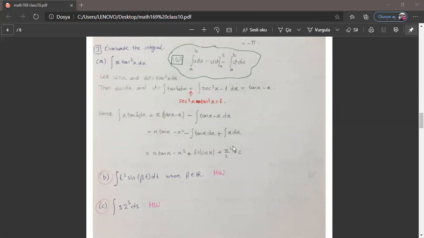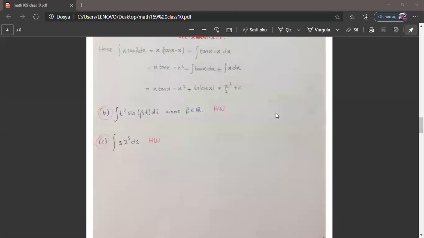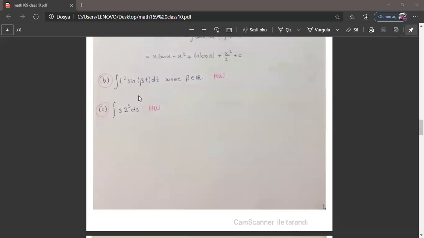So this is basically x squared over 2. And what about tangent? It's minus ln of the absolute value of cosine x. And here we have also minus, so we get plus. Okay? And this is the result. These are homeworks for you.